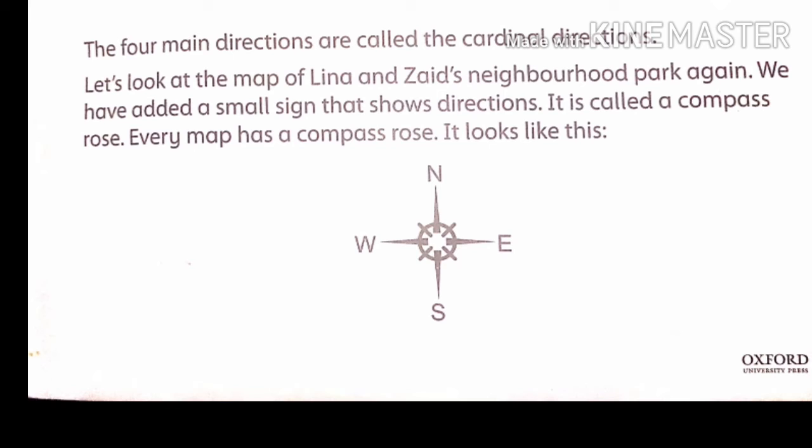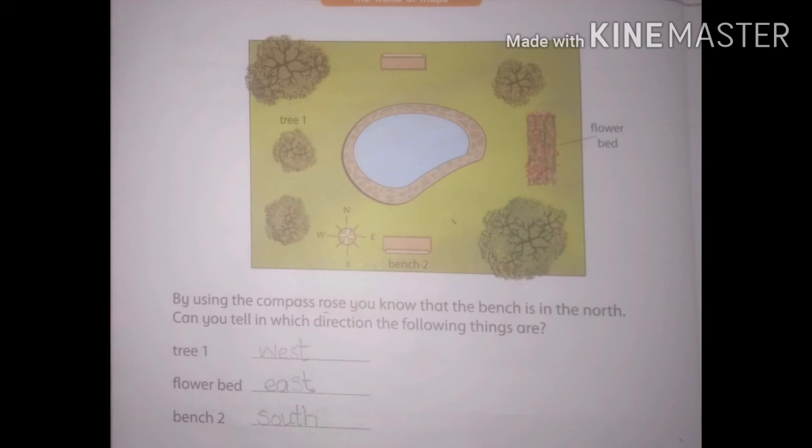Now let's have a look at Lena and Zad's neighborhood park. That is on the next page, so turn to page number 54. As you can see in this picture, a compass rose is added that is showing directions of different things. Next, by using the compass rose, you know that the bench is in the north.